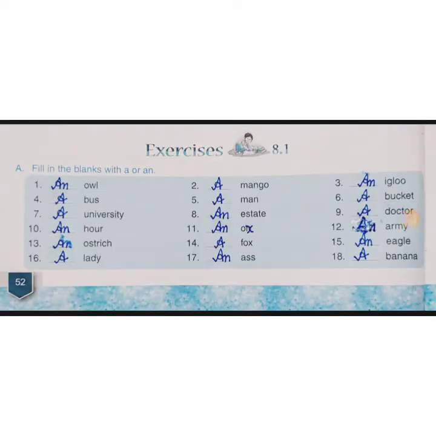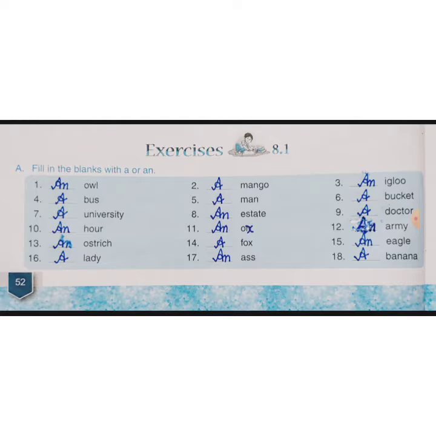My dear students, to understand the articles a or an, let's do exercise 8.1. In this, first A1 is fill in the blanks with a or an. In this you don't have to use the. You have to write only a or an. So see the first one. First one is dash owl. You can see that it is starting with O, that means vowel sound is coming. Owl. So we will use an.